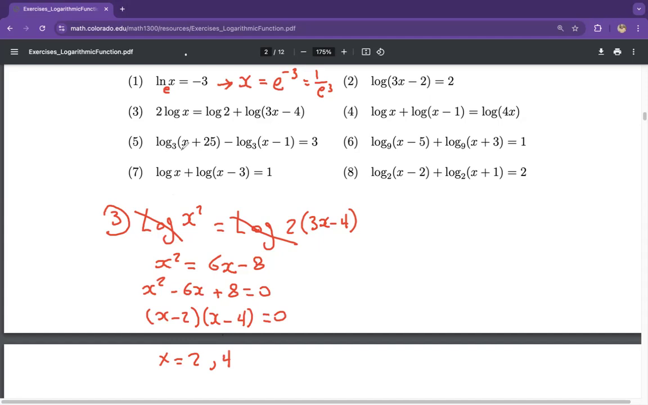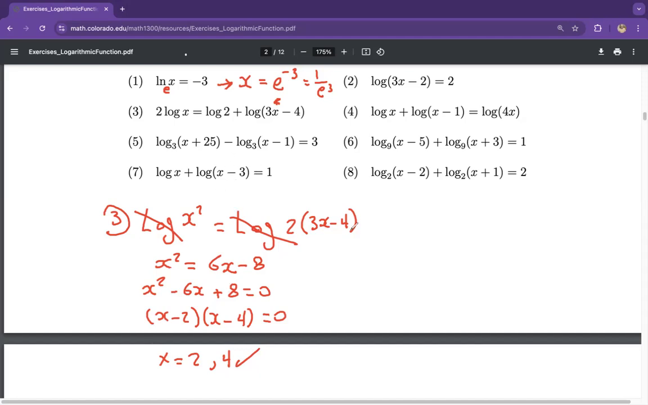Now you have to go back and test both of these here. So if I put 2 here, that works. If I put 2 here, that works. That means if you get a negative number, then you cannot do it. Let's say I put 1 here for the x. 3 times 1 is 3. 3 minus 4 is -1. We cannot log a negative number. Then you have to reject that answer. But the 2 and 4 here, both of them work. So both of them are the right answers for this question.